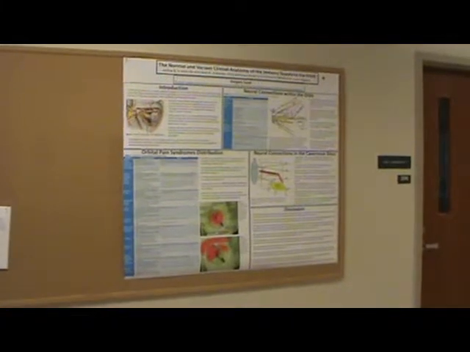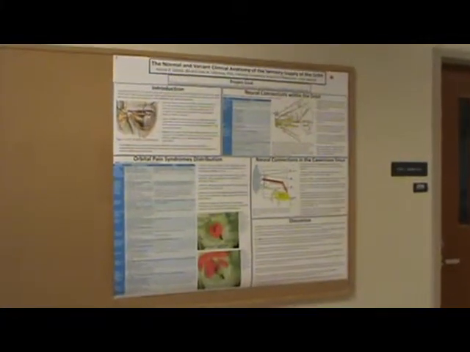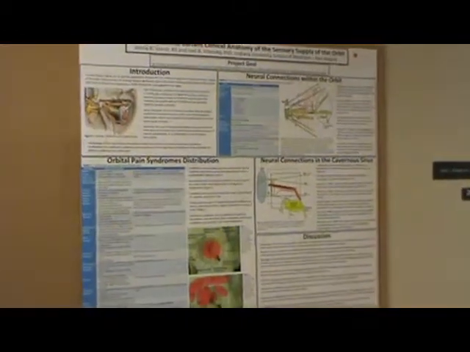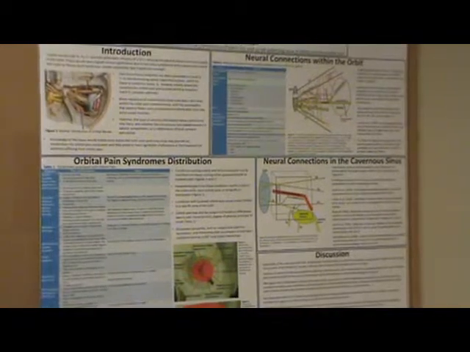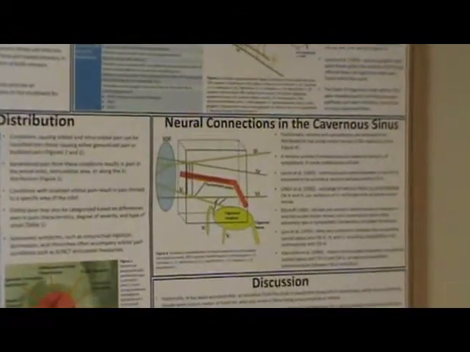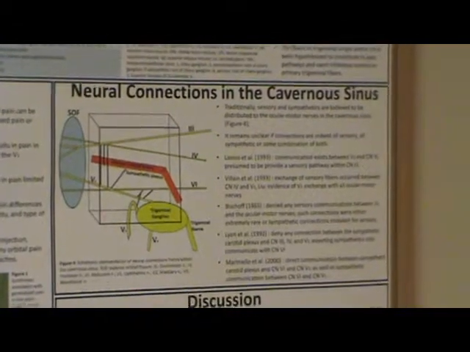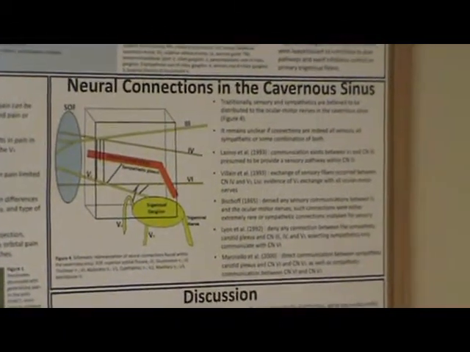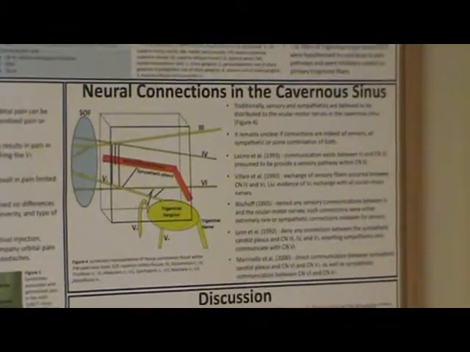Neural connections within the cavernous sinus. Traditionally, sensory and sympathetics are believed to be distributed to oculomotor nerves within the cavernous sinus. It remains unclear if connections are indeed all sensory, all sympathetic, or some combination of both. Reports have shown communication between the trigeminal nerve and cranial nerve 3, presumed to provide a sensory pathway within cranial nerve 3.